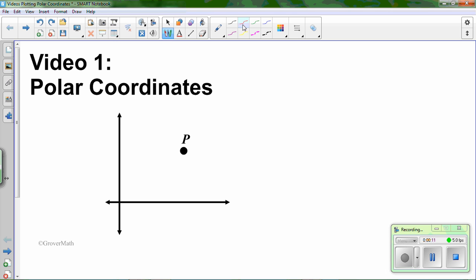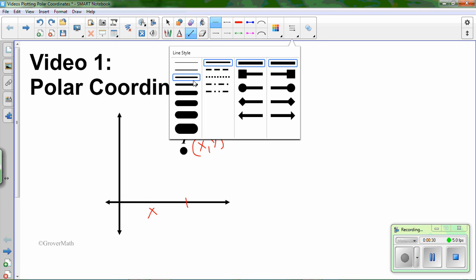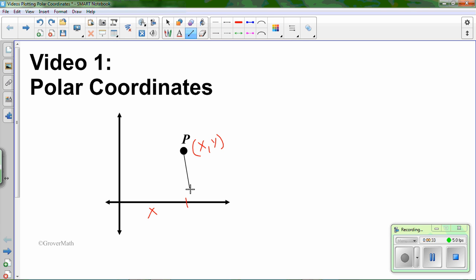Traditionally, we have this point P here on this graph, and we would represent that with an XY coordinate. That's what you've learned up to now. And what that meant was that you were going out some X amount of units on the X-axis, which is your horizontal axis, and then you were going up some amount of units.